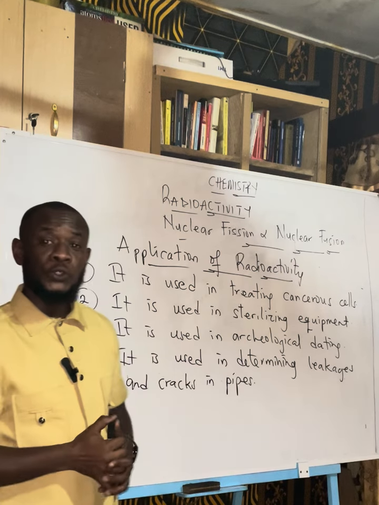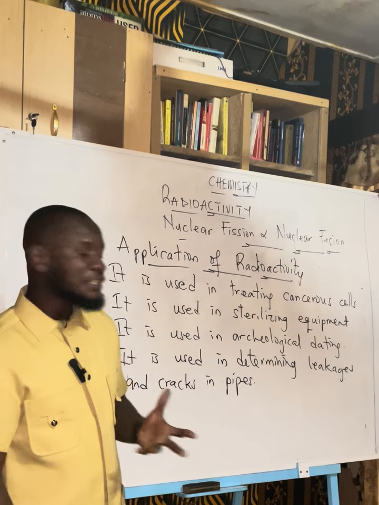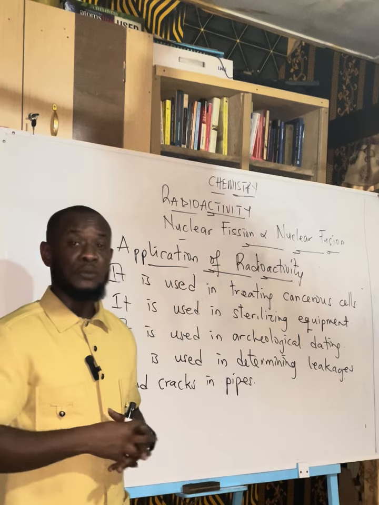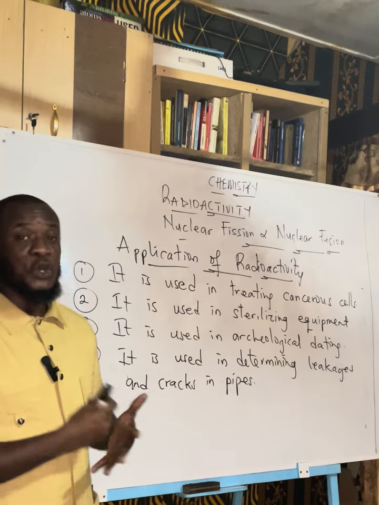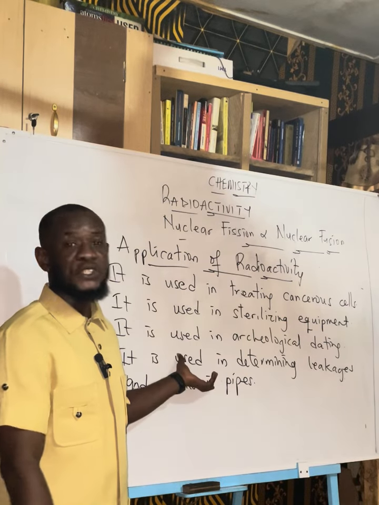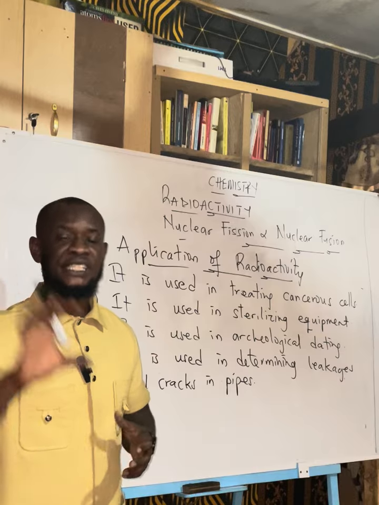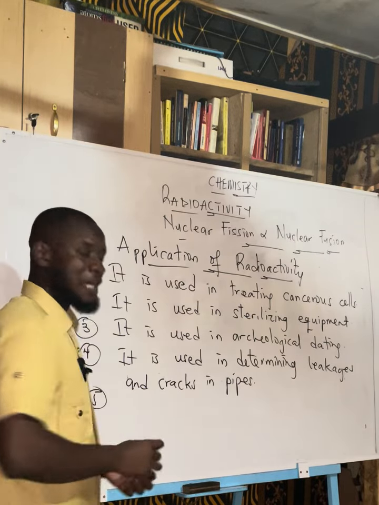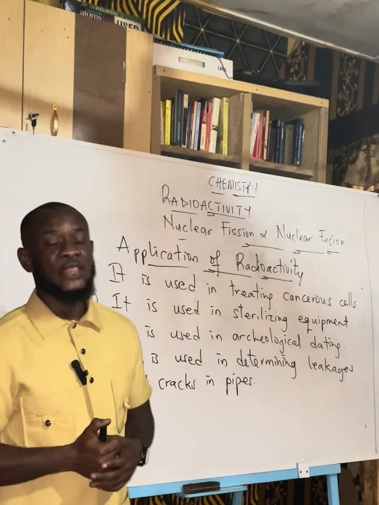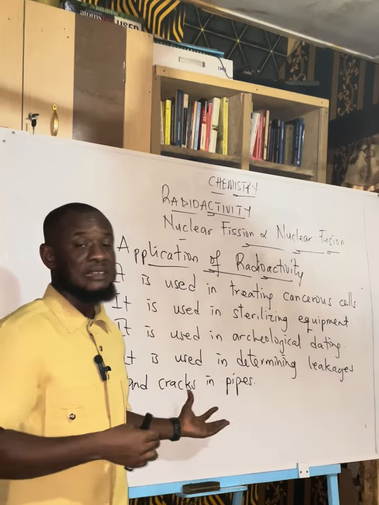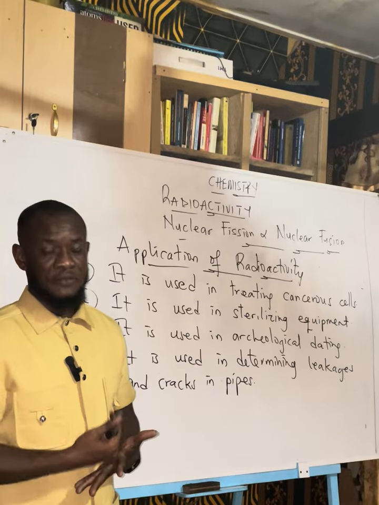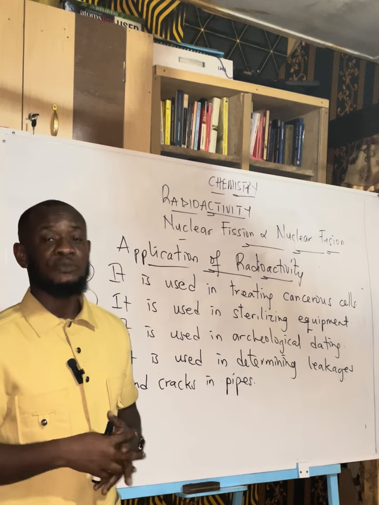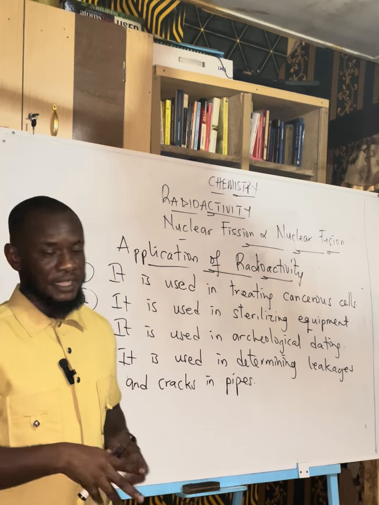We can also use radioactivity or radiations to determine leakages and cracks in pipes. In most storey buildings, when there are blockages, we can apply some of this radiation to determine the point where these blockages are. Again, we can also use it in making what we call atomic bombs. And remember that this is a negative impact. For example, uranium can be used to make atomic bombs, which cause more harm to society.